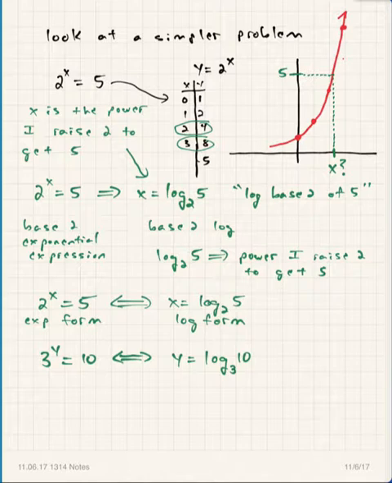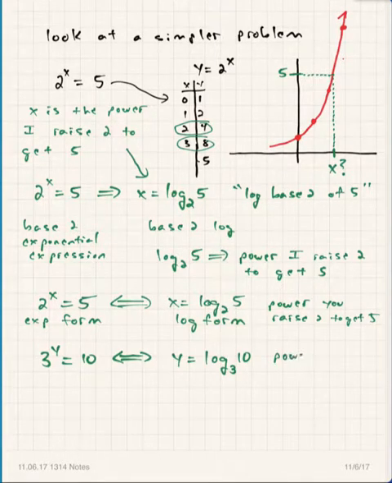It's the power, and notice the exponential form says that y is the power you raise 3 to get 10. So once again, I'm going to write that down multiple times. So this is the power you raise 2 to get 5. This is the power you raise 3 to get 10.